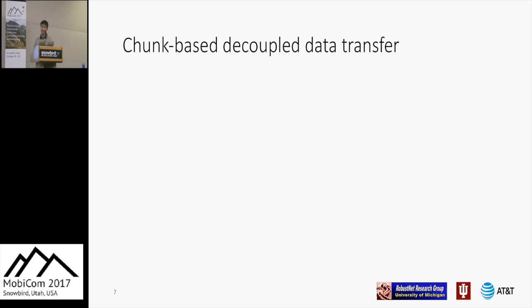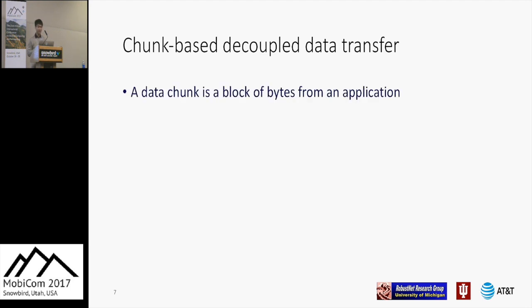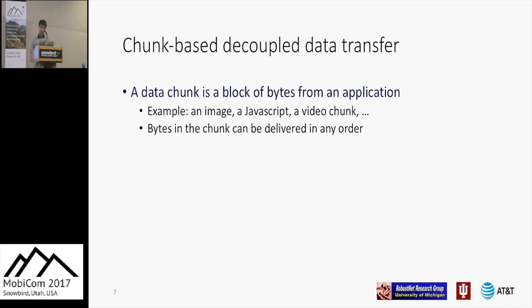The first design aspect is the decoupled chunk-based transfer. In DEMS, by default, data is delivered to the application on a per-chunk basis. A data chunk consists of a block of bytes from mobile applications. For example, the chunk can be an image, a JavaScript file, or a video chunk. Since the application needs to receive all data within a chunk before processing it, the bytes within a chunk can be delivered in any order over the networks. This is important for our first design aspect.